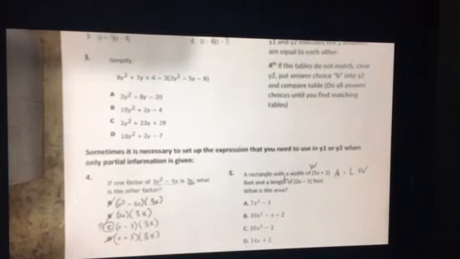So go ahead and do 2, 3, and 5 on your own. Your teacher will give you about 5 minutes and then give you the answers.